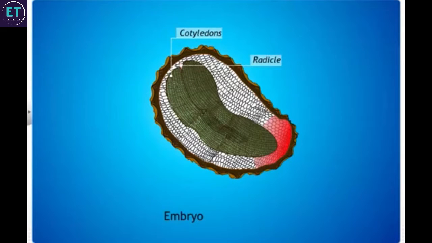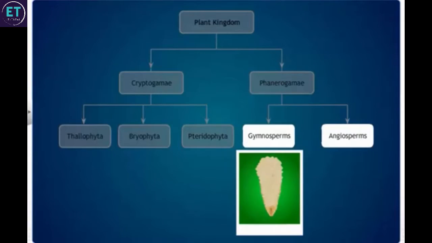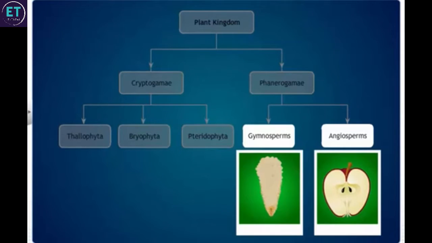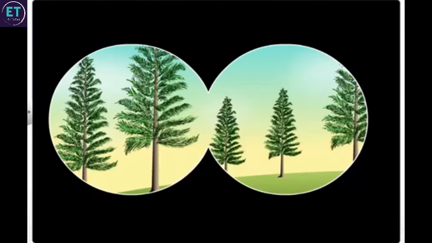Phanerogams contain embryo along with stored food that helps the embryo to germinate. Based on whether the seeds are naked or enclosed in fruits, phanerogams are further classified into gymnosperms and angiosperms. Here are some nice green gymnosperms. Wondering what I'm talking about? These deodars.